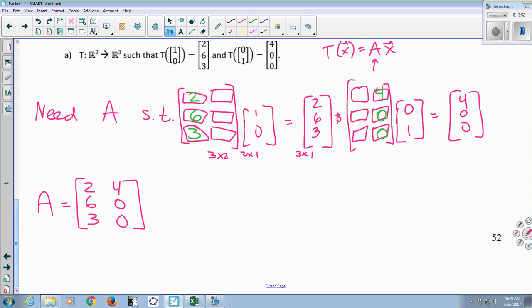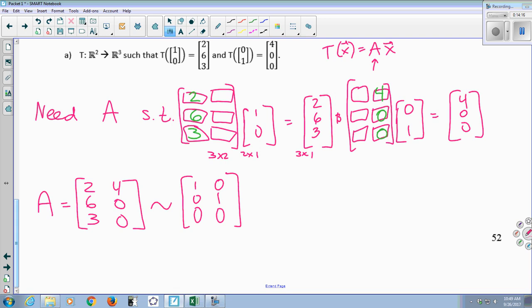And if I row reduce it, I'm going to get 1, 0, 0, 0, 1, 0. That's going to help me answer the questions about one-to-one and onto. So we got to think about one-to-one. Let's think about onto first.